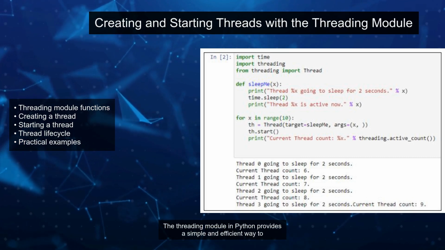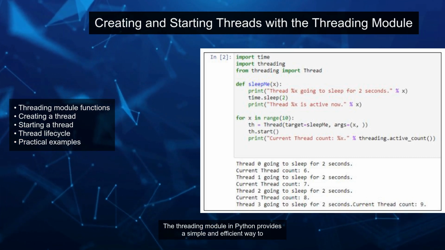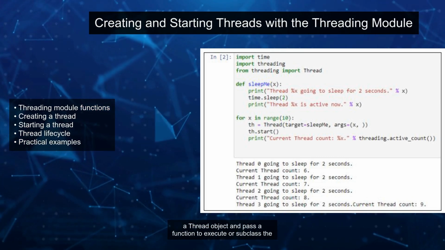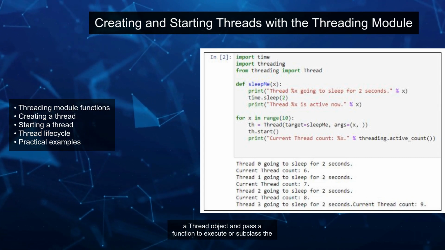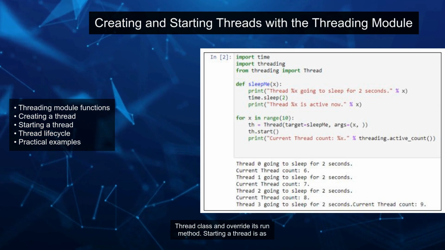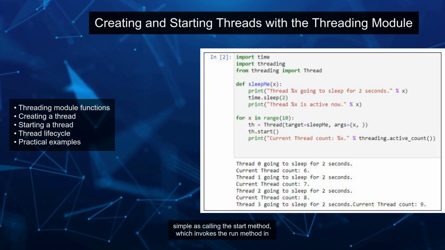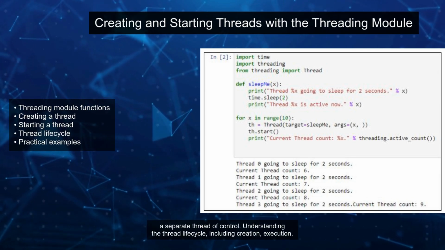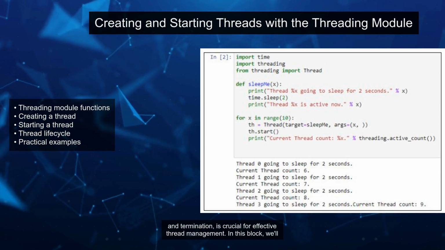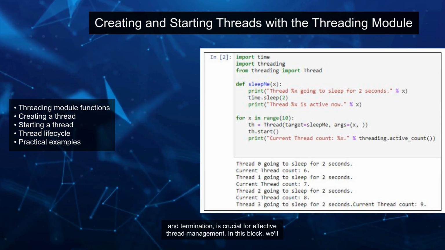The threading module in Python provides a simple and efficient way to create and manage threads. To create a thread, you can either instantiate a thread object and pass a function to execute or subclass the thread class and override its run method. Starting a thread is as simple as calling the start method, which invokes the run method in a separate thread of control. Understanding the thread lifecycle, including creation, execution, and termination, is crucial for effective thread management.